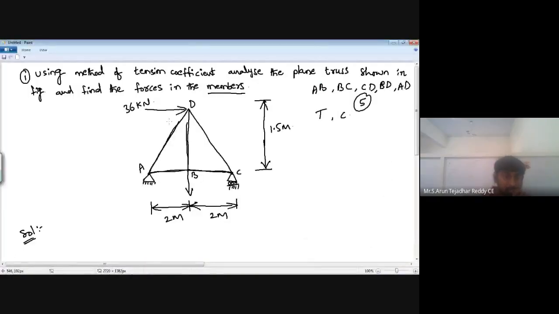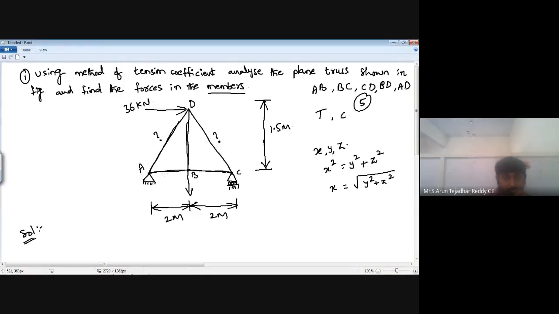But here we don't know the length of the AD member or the length of the CD member. How to find these two members' length? That is by using the Pythagoras theorem. Suppose x, y, z: x square is equal to y square plus z square, so x equals under root of y square plus z square. This is the Pythagoras theorem. By using it, we need to find the length of the unknown members, here AD and CD.